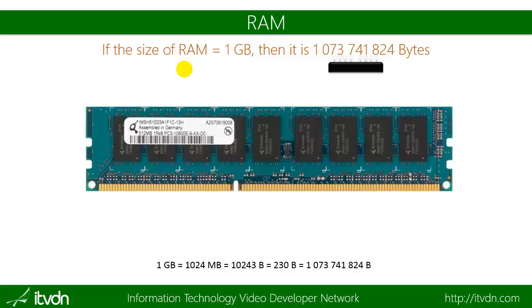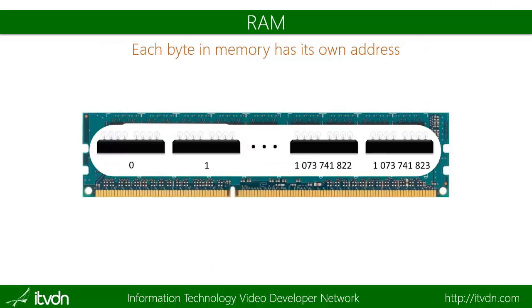If the size of your RAM is 1 gigabyte, then it is 1,073,741,824 bytes inside. Now you can see, if you have 2 bytes or 4 bytes or 8 bytes, you can multiply this by the number of gigabytes you have in your computer. Let's take a look at how bytes are stored in a RAM.